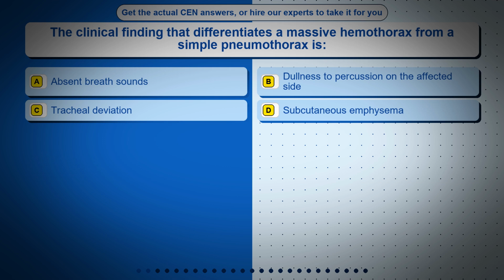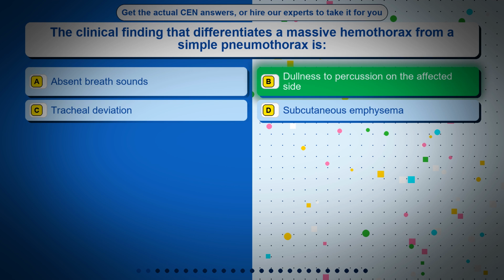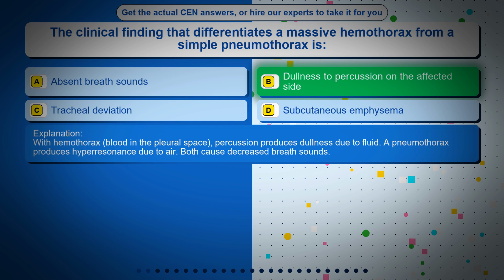Question 2. The clinical finding that differentiates a massive hemothorax from a simple pneumothorax is Option A, absent breath sounds, Option B, dullness to percussion on the affected side, Option C, tracheal deviation, Option D, subcutaneous emphysema. The correct answer is Option B, dullness to percussion on the affected side. With hemothorax, blood in the pleural space, percussion produces dullness due to fluid. Pneumothorax produces hyperresonance due to air. Both cause decreased breath sounds.